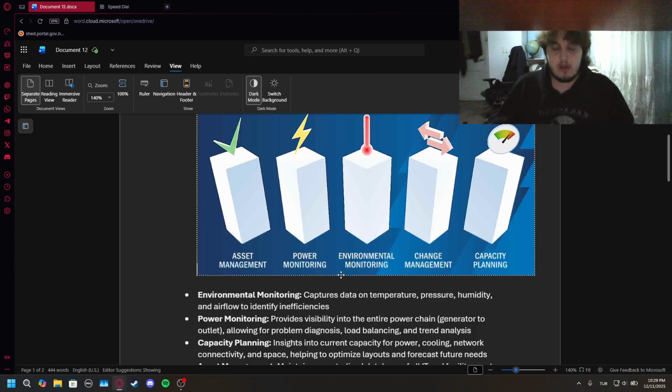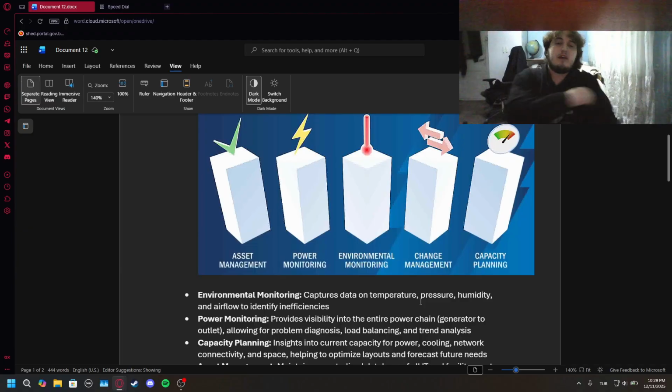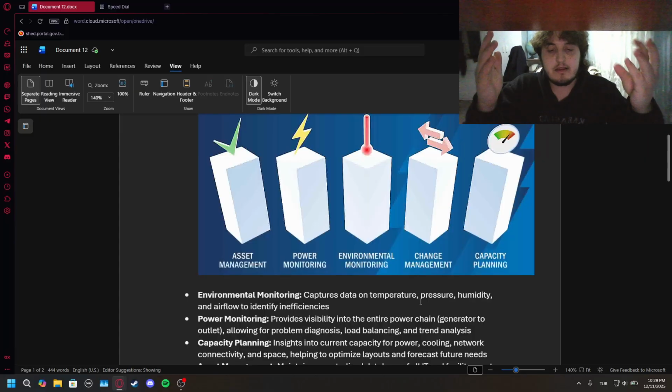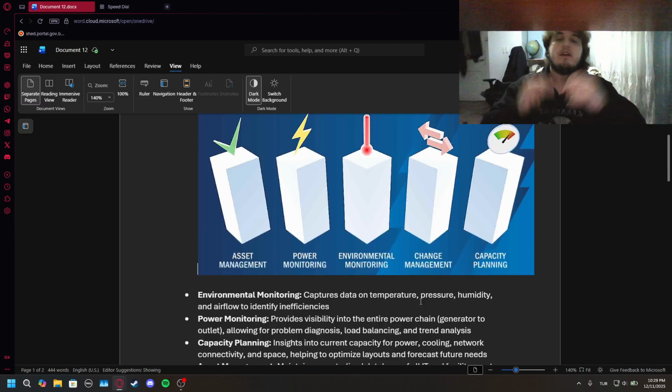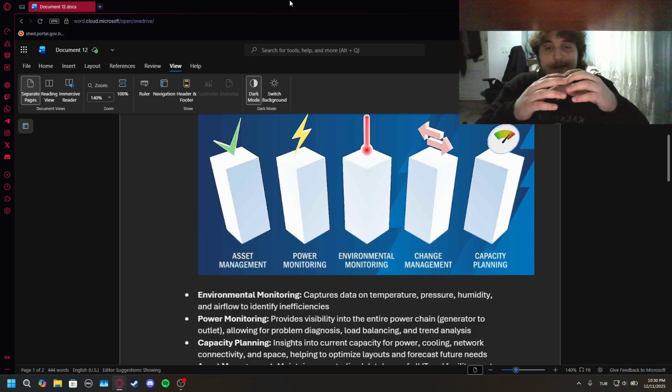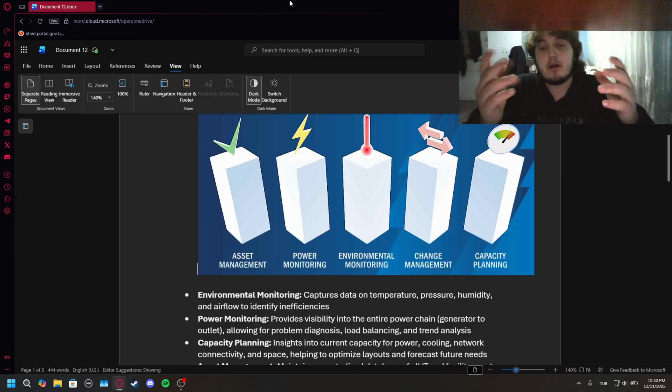First of all, environmental monitoring captures data on temperature, pressure, humidity, and airflow to identify inefficiencies. Also, adding on to the fact of how the environment is changing, if there's a big mass of heat moving around, if the temperature is not the ideal temperature that you would want, and how air is moving, it lets the engineers know before it's too late if there's going to be a problem.